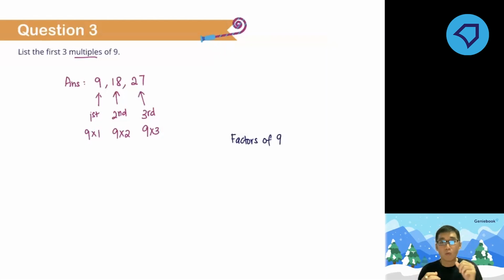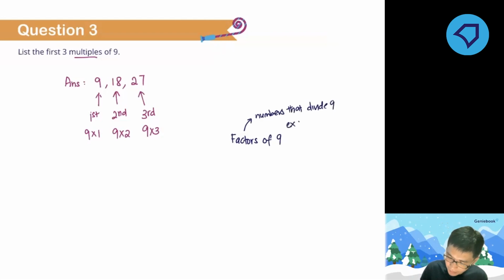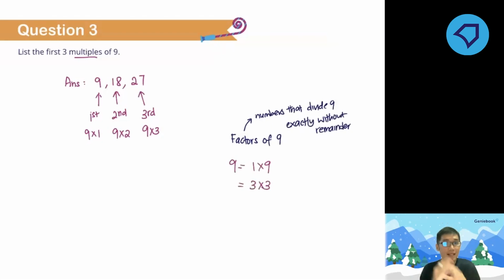Now, when the question instead asks for factors of 9, meaning what are the numbers that divide 9 exactly without remainder? Like what we did just now, we know that 9 is 1 times 9, 3 times 3, and that's it. So the factors of 9 would be 1, 3, and 9. Can you see the difference between finding factors and finding multiples of 9?